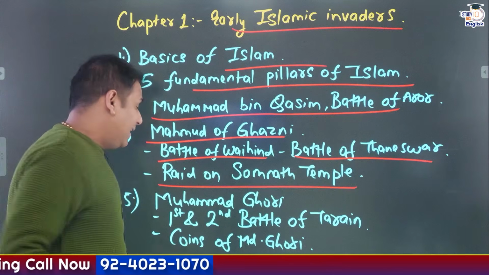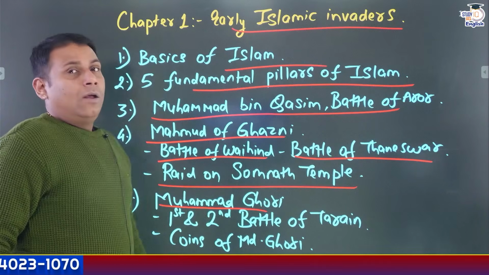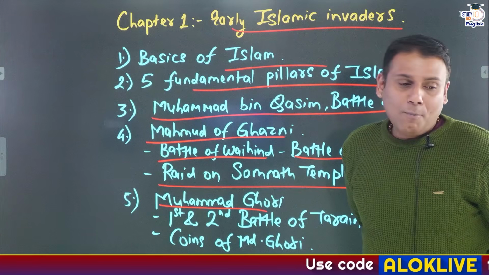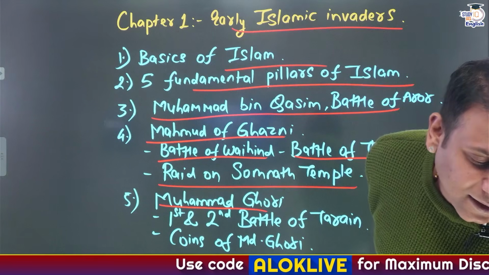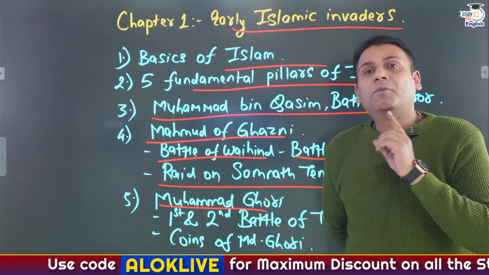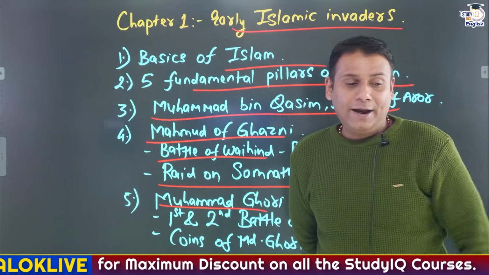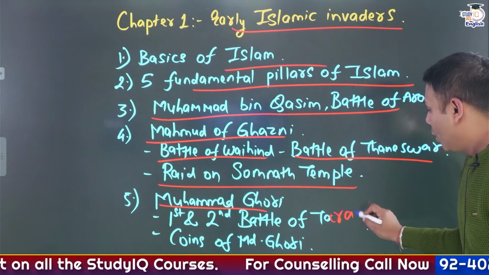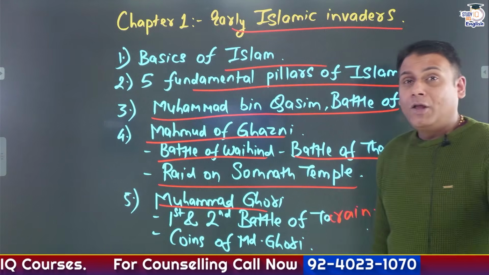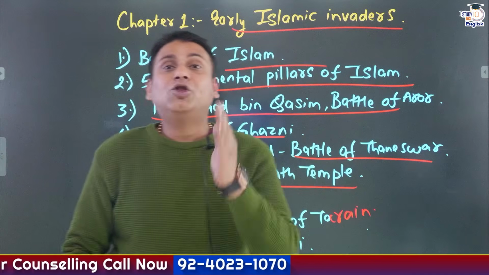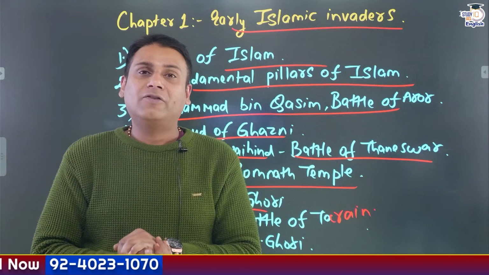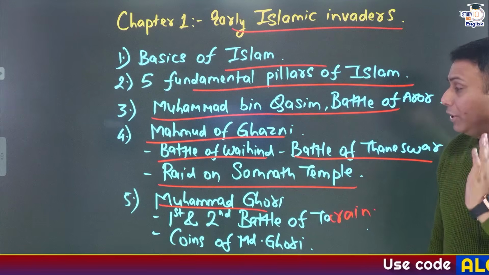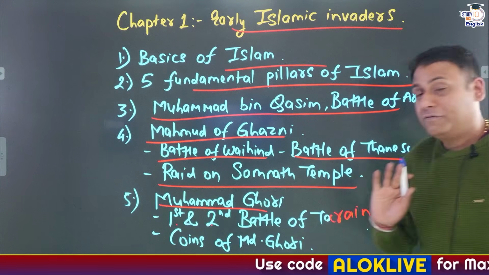Okay? Then comes Muhammad Ghori. Muhammad Ghori was the third Islamic invader of India. And Muhammad Ghori fought 2 important battles. The first was the Battle of Tarain, which was fought in 1191 AD. And the second was the Second Battle of Tarain, okay, which was fought in 1192 AD. In the first Battle of Tarain, Prithviraj Chauhan ji emerged victorious. In the second Battle of Tarain, Muhammad Ghori emerged victorious. So study about the first and second Battle of Tarain.